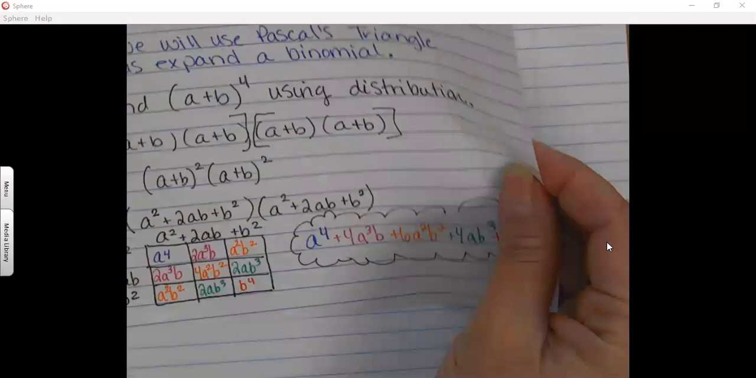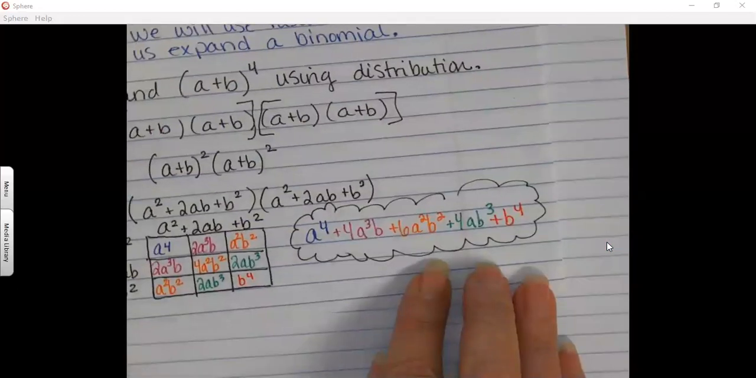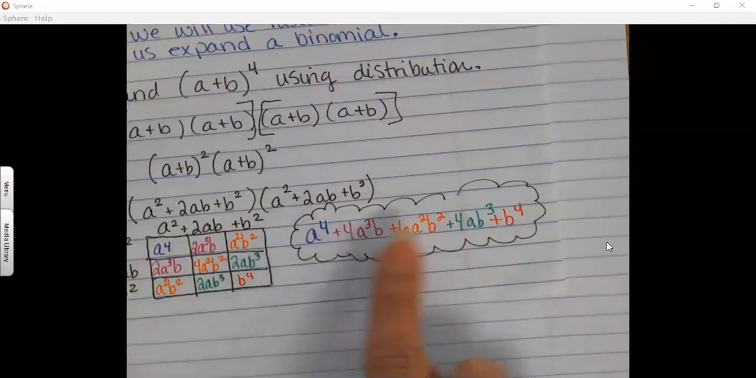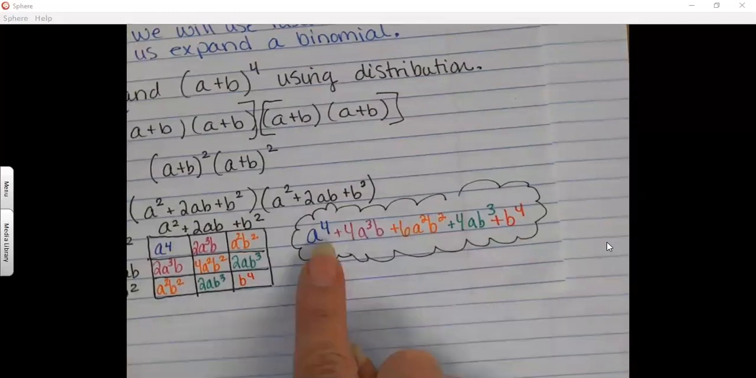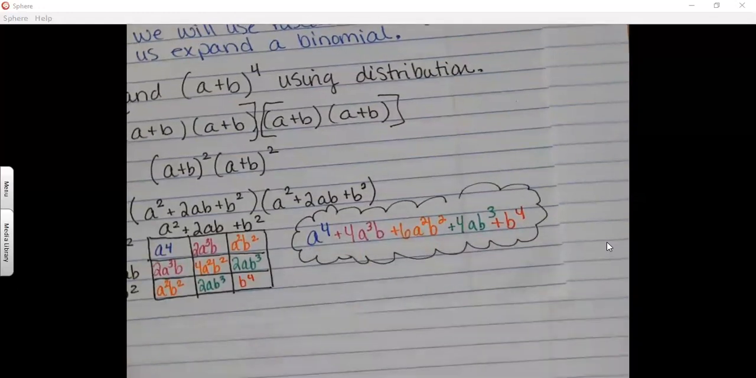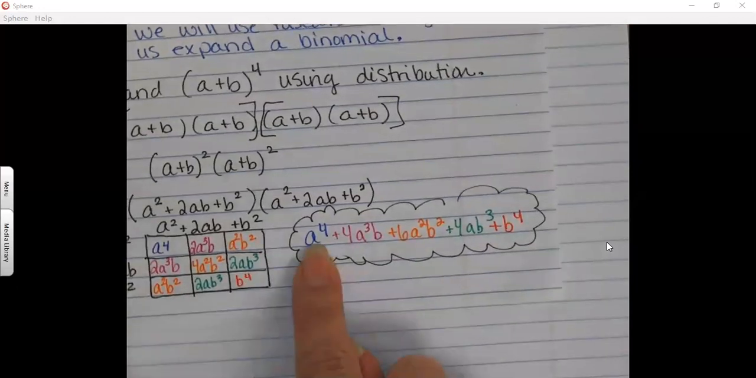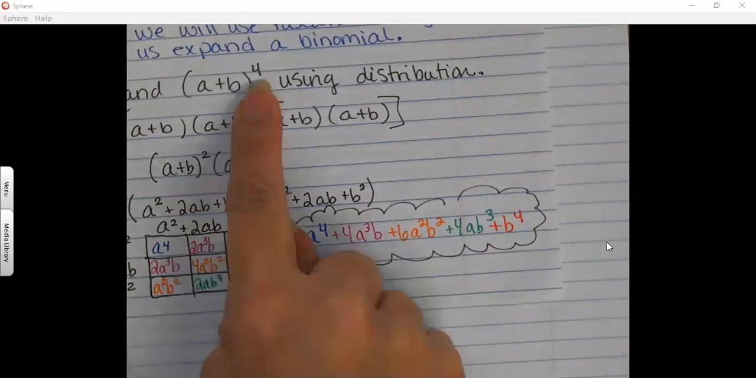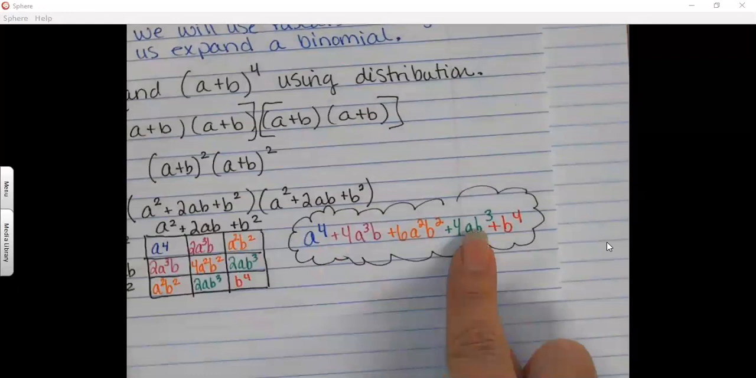Notice any sort of patterns here. Look at your a's. We got a to the fourth, a cubed, a squared, a, no a's. Look at your b's. No b, b to the first, b squared, b cubed, b to the fourth. That's interesting. The first term had 4 degrees, and notice a plus b was originally raised to the fourth and went 4, 3, 2, 1, 0. Because a to the 0 would just be 1, we wouldn't put an a in there, right?